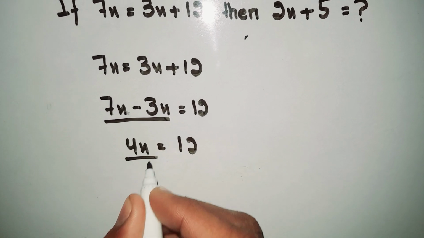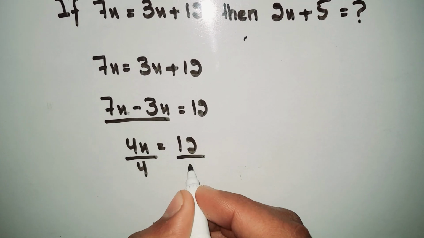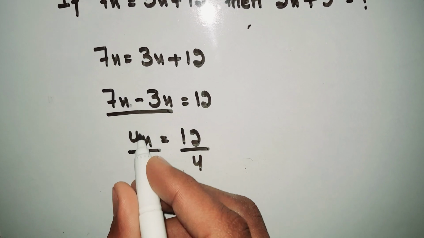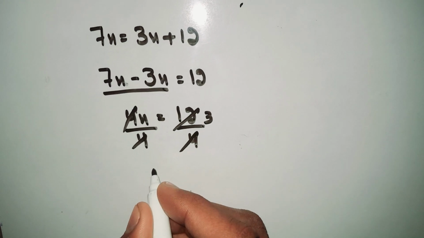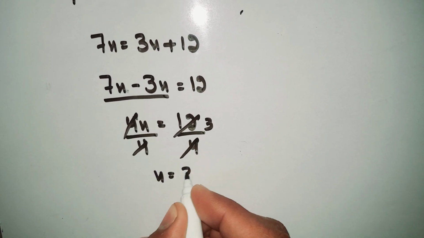So now divide both sides by 4, divide this side and divide this side. So 4 and 4 are cancelled. 4 on the 4, and 4 times 3 is 12. So x is equal to 3.